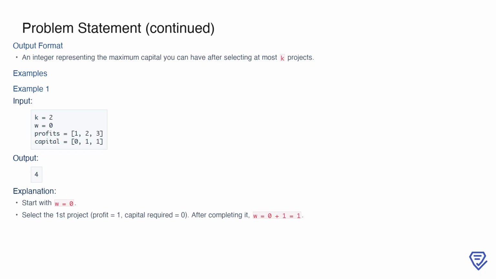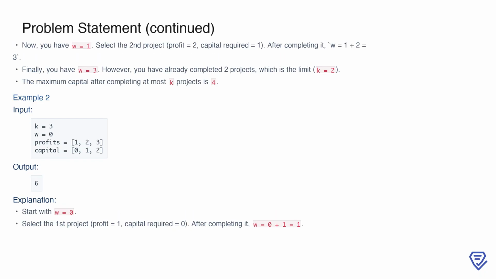Now that we have W equals 1, we can select the second project because its capital requirement is also 1. This project has a profit of 2, so after completing it, our capital becomes 1 plus 2 equals 3. At this point, we've completed 2 projects, which is the maximum allowed, as K equals 2. Even though we now have enough capital to start the third project, we can't proceed further because of the limit on the number of projects. Therefore, the maximum capital we achieve in this scenario is 4, which is the sum of our initial capital and the profits from the first 2 projects.